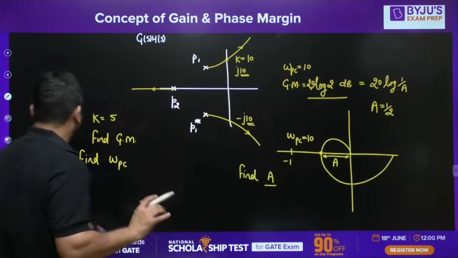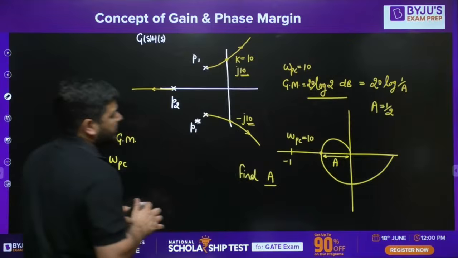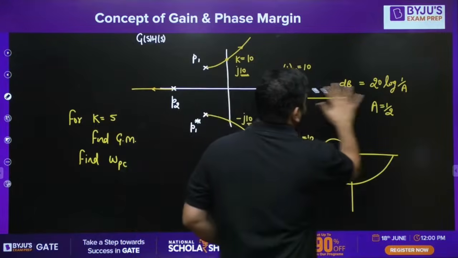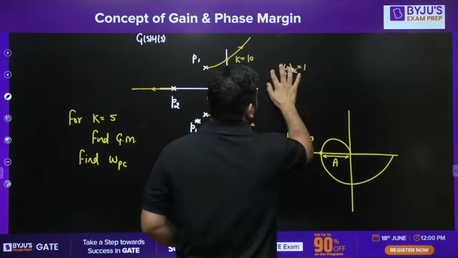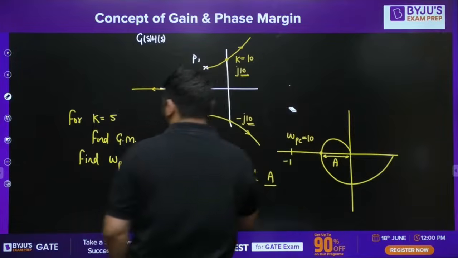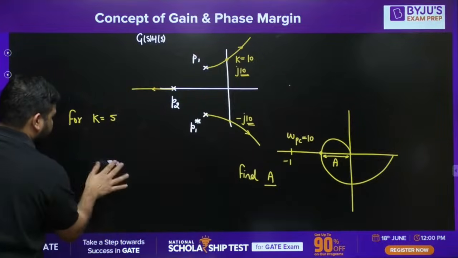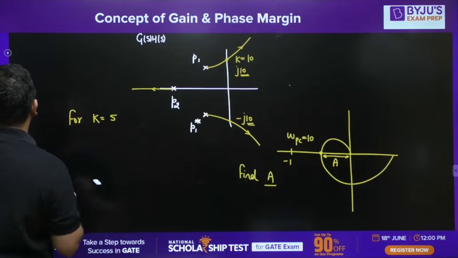So now let's come to the original question. Let's say I'm erasing this, okay? Now you will appreciate, let's say the root locus is provided to us, okay?